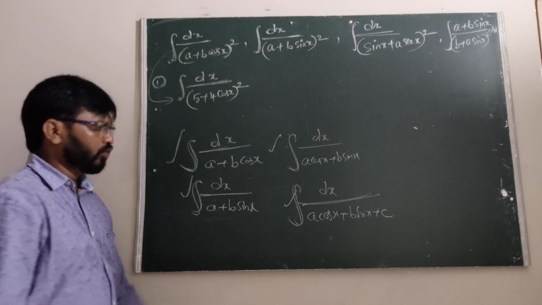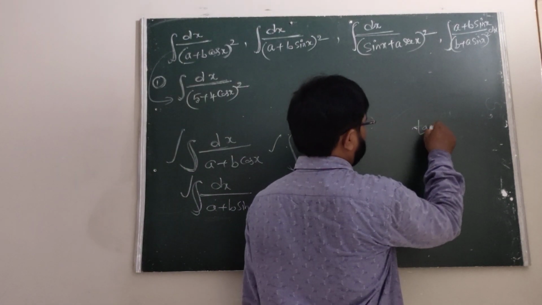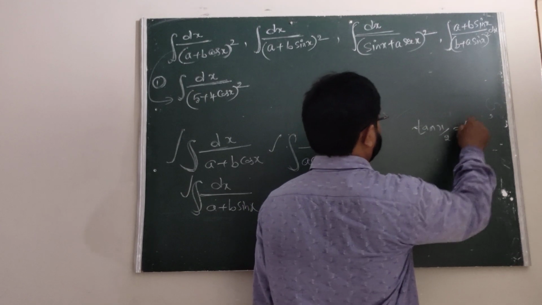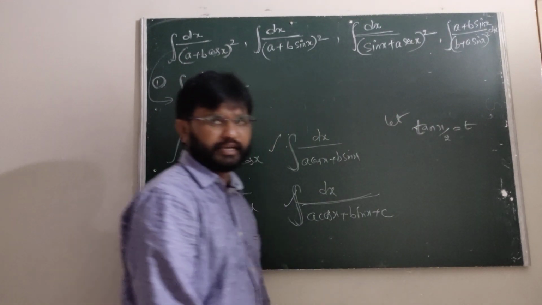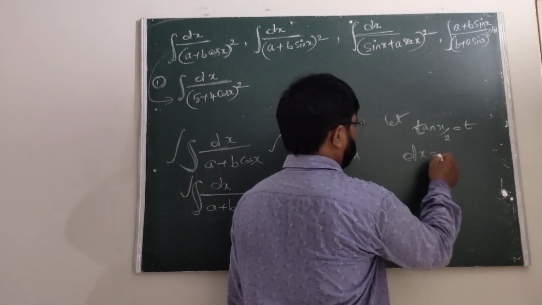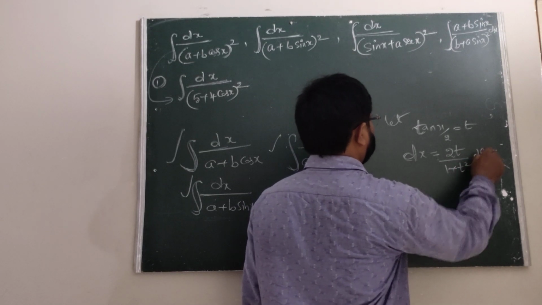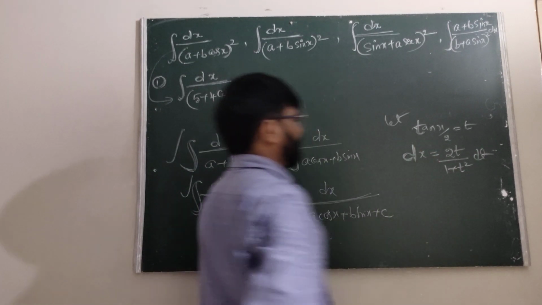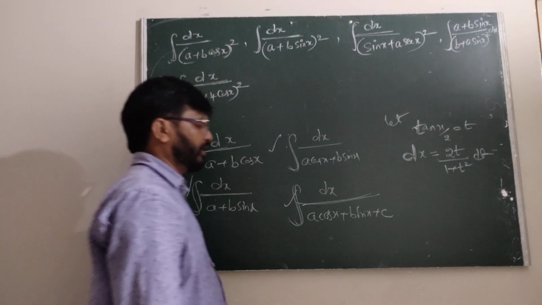In this case we know that we are taking tan(x/2) equal to t. Is it clear? The tan(x/2) we are taking as t, and dx can be written as 2t upon (1 + t square) dt. Is it clear? The dx equals 2t upon (1 + t square) into dt.